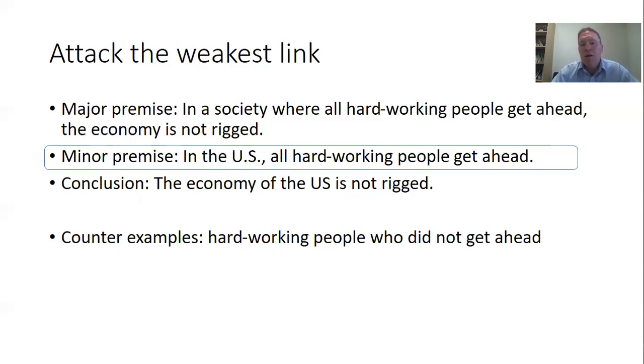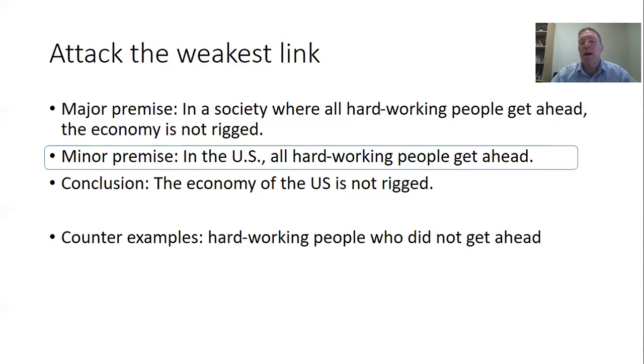All of us can certainly think of one person, at least, who's hardworking and never got ahead. Maybe bad luck happened, maybe a terrible accident or disease or some family tragedy. Whatever it was, there's something that can get in the way. Not every single hardworking person gets ahead. So the way to attack that is with counterexamples.